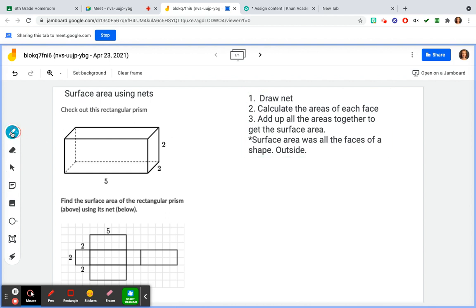Okay, so let's look at this shape down here. This is a rectangular prism. The base is 5, or the length is 5, the width is 2, and the height is 2. If we were to find the volume of this, we'd say 5 times 2 times 2, so 20 would be the volume. But the surface area is a lot different from the volume.